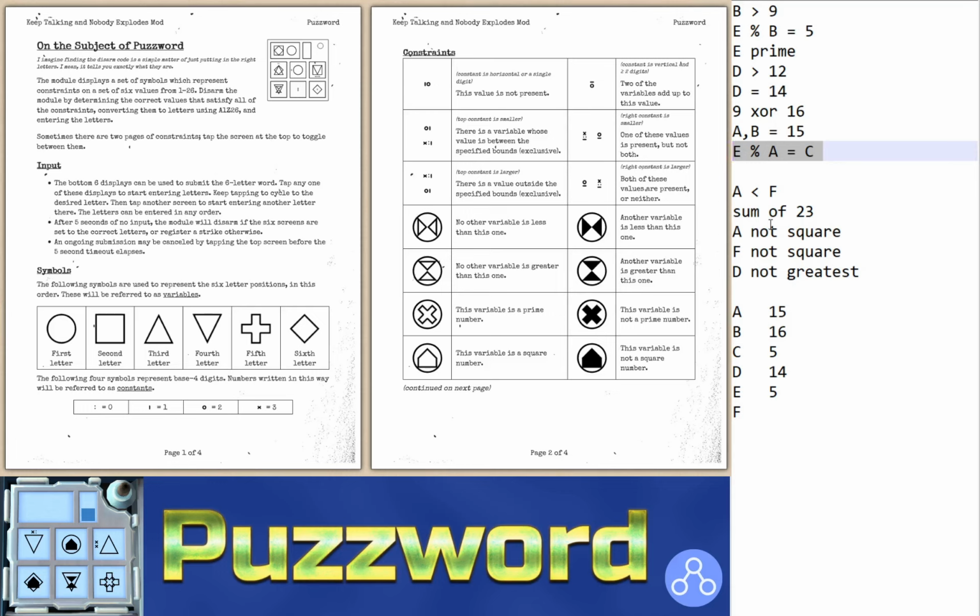And now we get to this interesting point here. We know that, alright, we already figured out that D is not greatest because alpha is already greater, so we can get rid of that. Alpha is less than Foxtrot, so Foxtrot has to be 16, 17, 18, etc. So which of these values can give us a sum of 23?